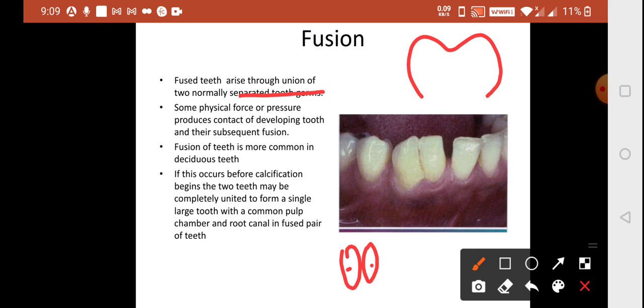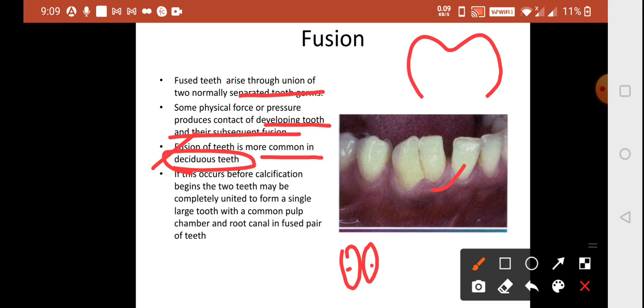Means two separate teeth are going to fuse, and some physical force or pressure produces the contact of the developing teeth and their subsequent fusion. Fusion of teeth is more common in the deciduous tooth. So this question can be asked: fusion of the teeth is more common in which dentition, whether it is a deciduous dentition or a permanent dentition.